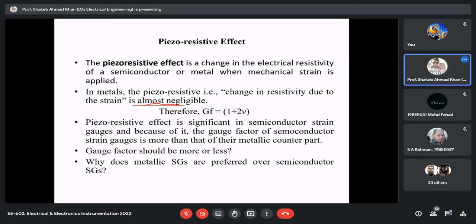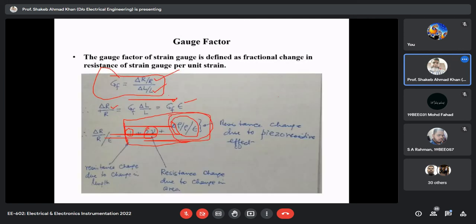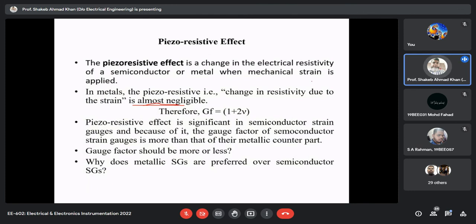You see, as far as the gauge factor is concerned, this third term is not present. It is very small in the case of metallic strain gauges, whereas it is very significant in semiconductor strain gauges. The semiconductor strain gauges obviously will have more gauge factor than the metallic strain gauges. That is the question. That's what I had written here.